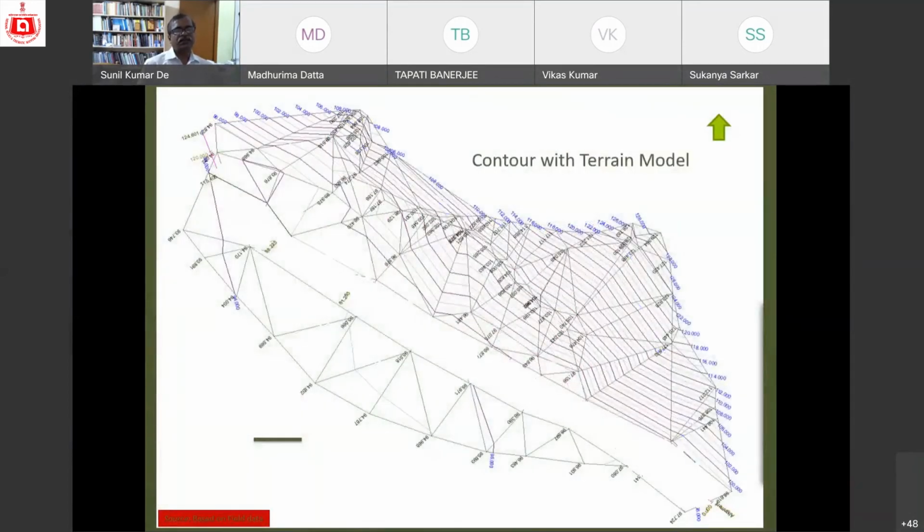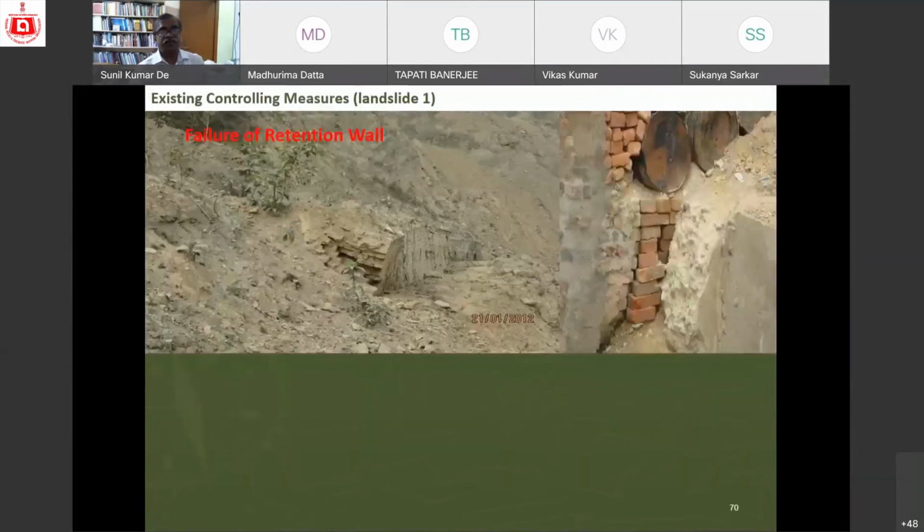This is a terrain model of that area. These are the individual facets of the slopes. So in this slope, just say how many facets are there. Now, if we go to collect the data of all these individual facets, just imagine how much time it will take. This is a BIS proposal.